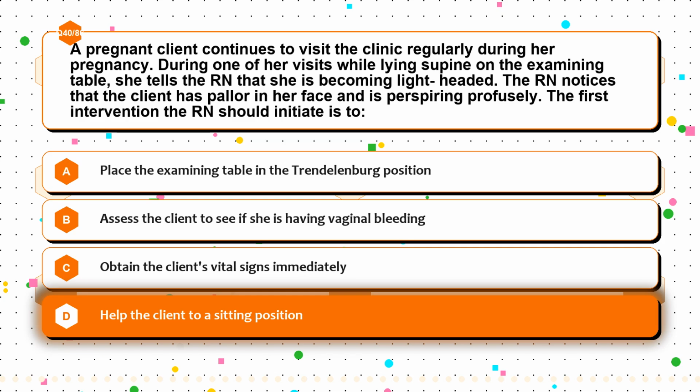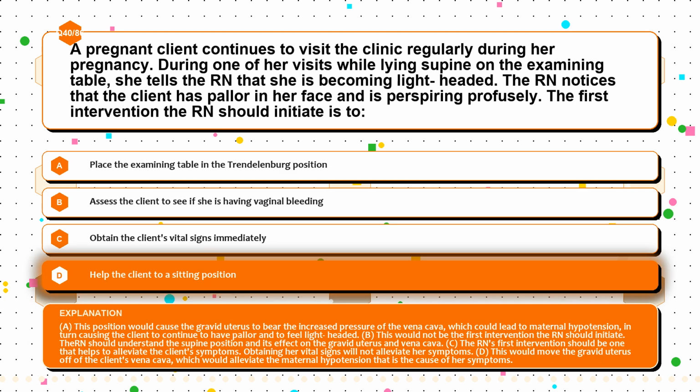The correct answer is option D. Help the client to a sitting position. The supine position would cause the gravid uterus to bear the increased pressure of the vena cava, which could lead to maternal hypotension, in turn causing the client to continue to have pallor and to feel lightheaded.